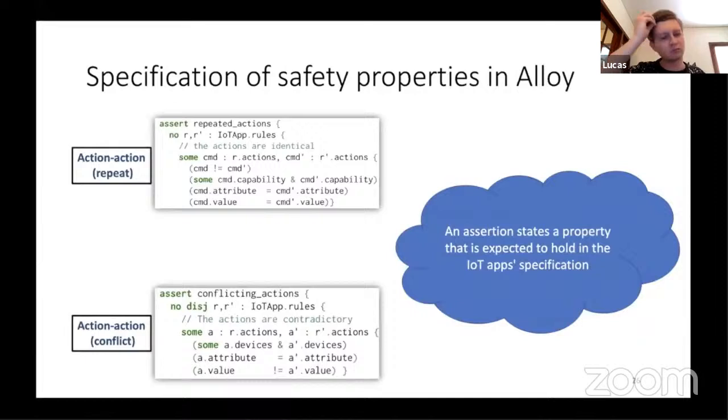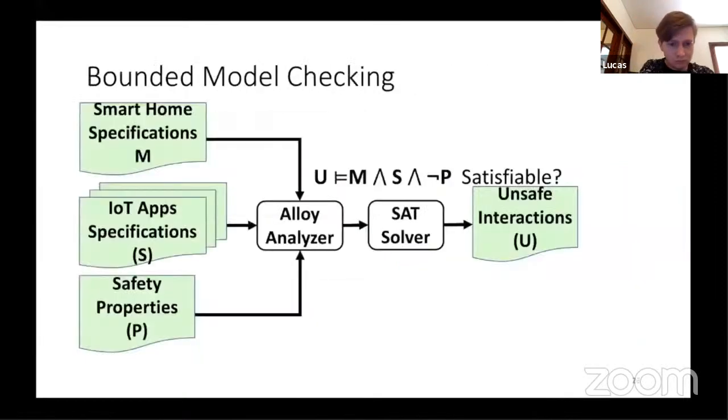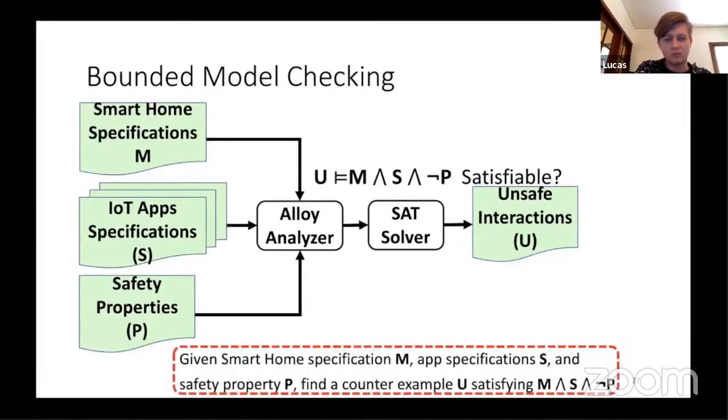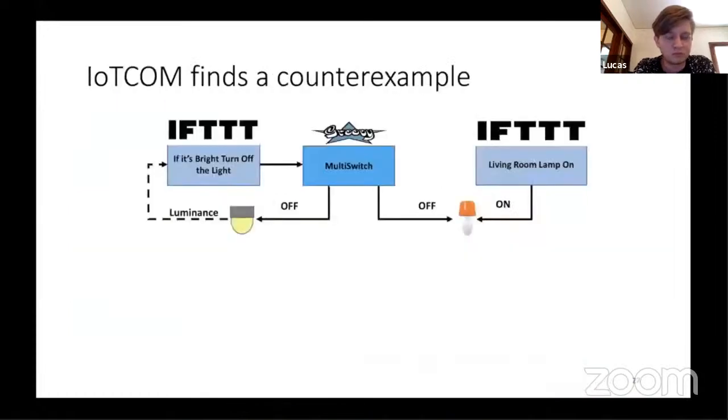And here is the second assertion that we used for identifying action conflict. We provide all this information to our Alloy analyzer. Alloy will be using an off-the-shelf SAT solver to verify whether the safety properties are holding or not, and based on that, it can generate counterexamples. Alloy here is a lightweight tool to perform bounded model checking. Therefore, we can achieve scalability.